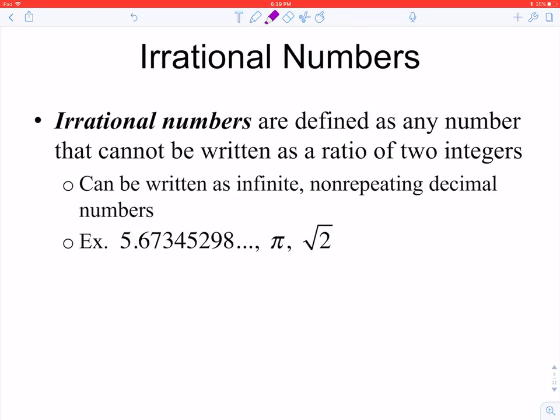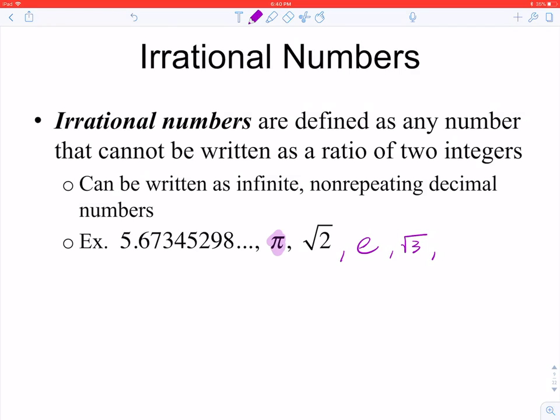So a famous irrational number is pi. There's also e, which is Euler's number. It can be approximated with 2.71, and is another famous irrational number. Square root of 2 or the square root of 3. Basically, the square root of any non-perfect square.